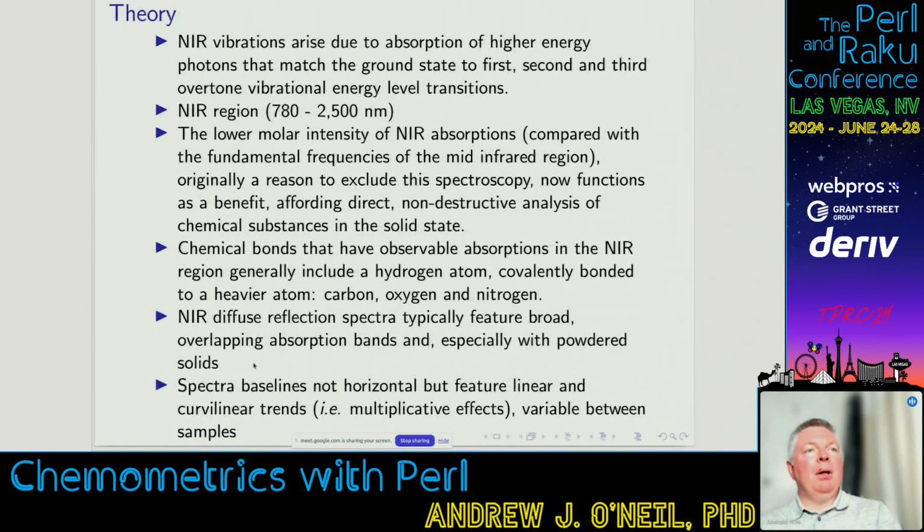So moving on to the theory, near-infrared vibrations arise due to the absorption of higher energy photons that match the ground state to what's called the first, second, and third overtone energy level transitions. So these are higher frequency than the transitions involved in traditional mid-infrared spectroscopy. And this puts the NIR region at about 780 to 2,500 nanometers.